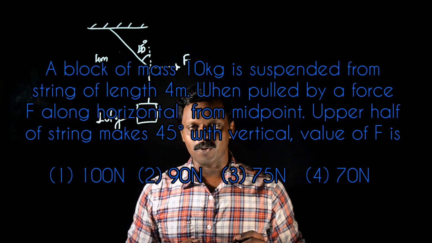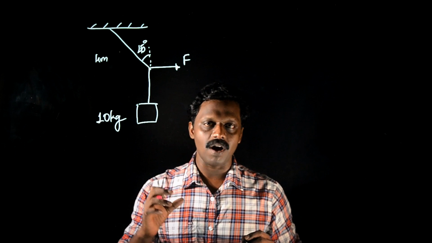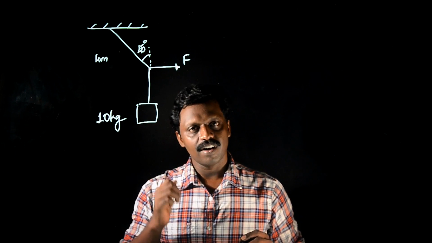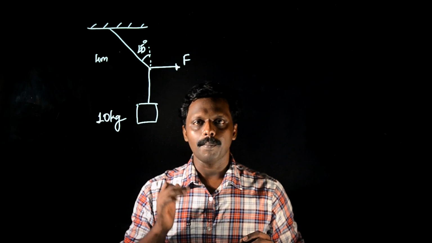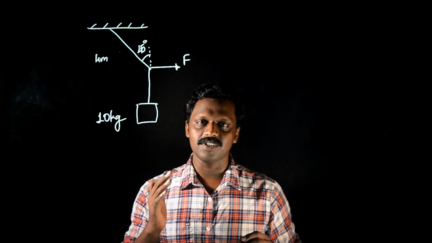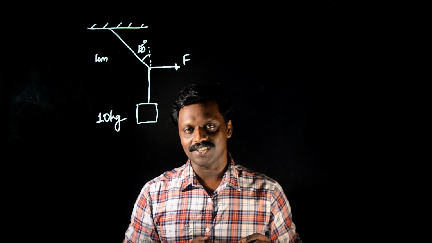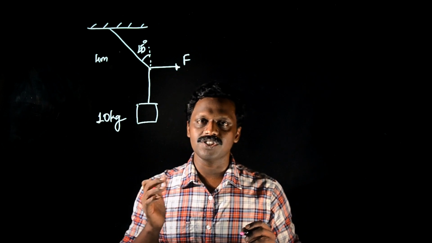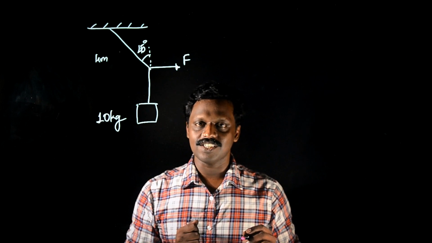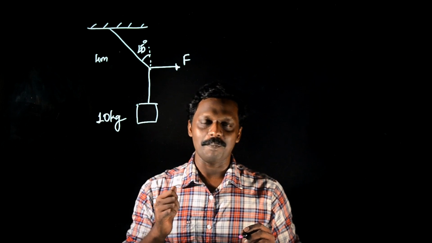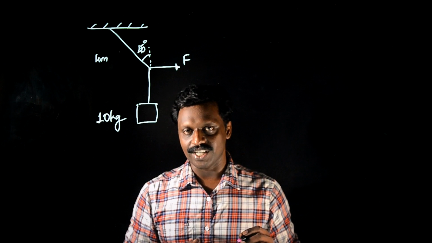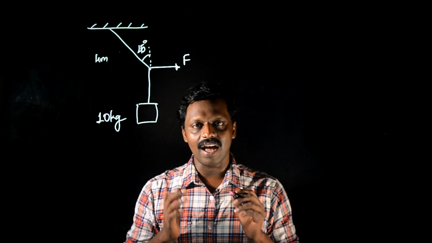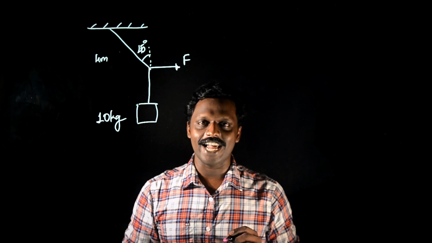In this JEE question, we have a block of mass 10 kg which is suspended from a rigid support by means of an inextensible string of length 4 meters. A force F is applied to the string horizontally such that the upper end of the string makes an angle 45 degrees with the vertical. We have to find the value of F, and we have to take g equal to 10 meter per second square.